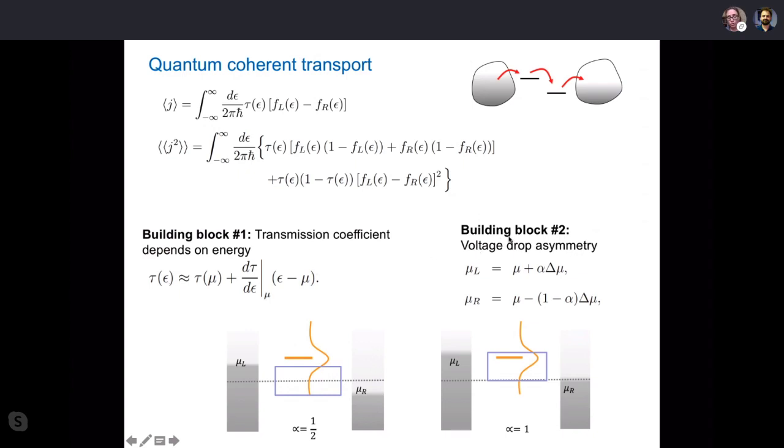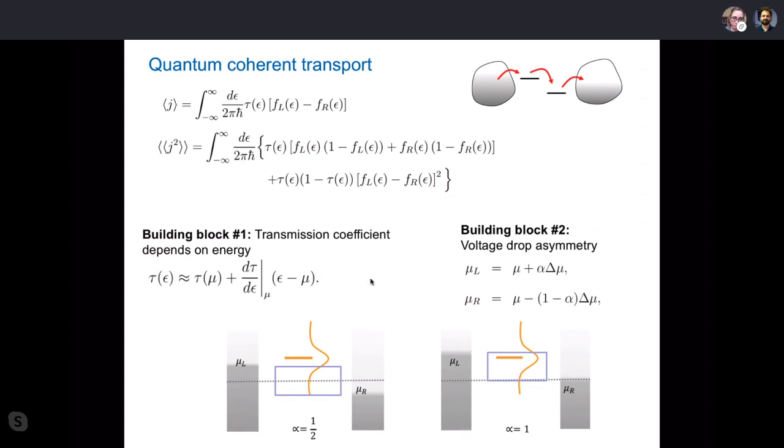And the second building block, which is directly related to the first one, is that the voltage may drop asymmetrically in your system. And this is captured, unfortunately, by the parameter alpha here. So it's not the counting parameter, it's just newly defined. And when it's half, it means that the chemical potential drops symmetrically on the two electrodes, half here and half there. But as you can see, it can go between 0 and 1. If it's 1, it means that the voltage drops entirely on the left side. So usually when we theoreticians do calculations, we just assume mu L shifts by half of the applied voltage, and mu R similarly by half, and that's it.